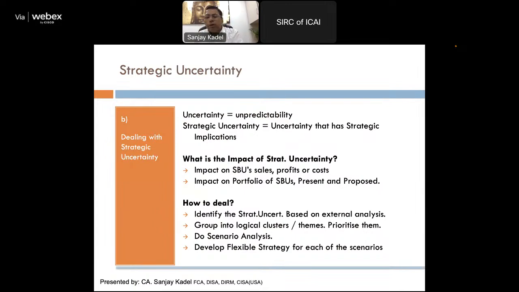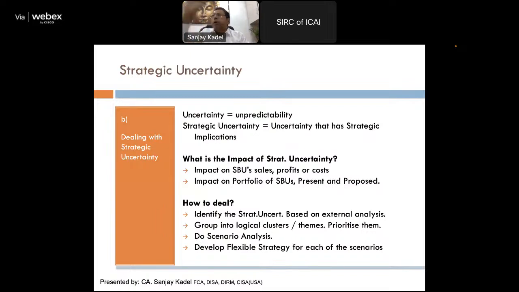So once you have done the logical clustering and once you have prioritized them, then you do scenario analysis. What is the meaning of scenario analysis? You analyze different scenarios, either positive scenarios or negative, pessimistic scenarios, and for each of these scenarios, you devise a flexible strategy. It is like making plan A, plan B, and then plan C, so that the future being uncertain, you don't know which scenario will materialize.